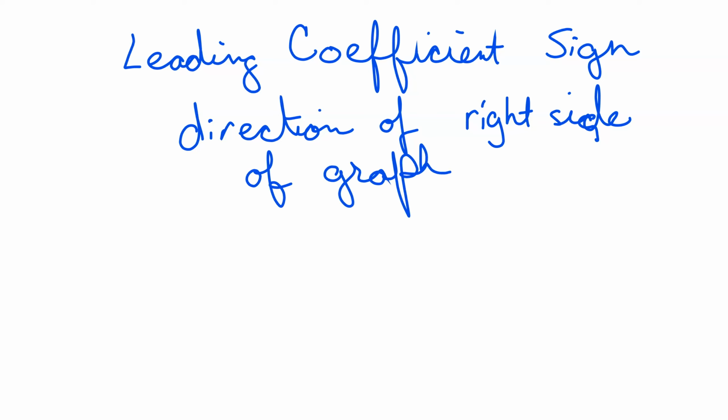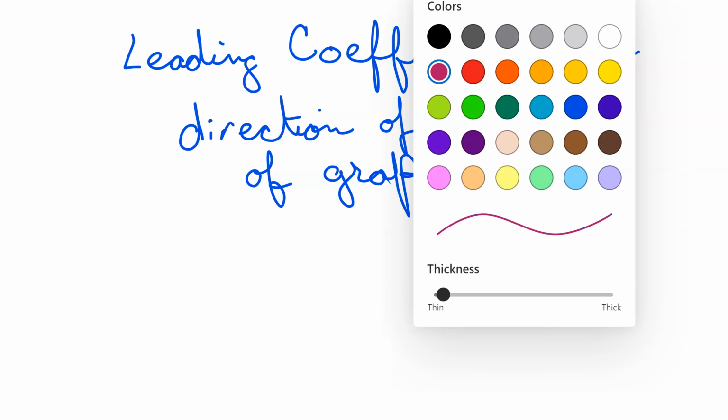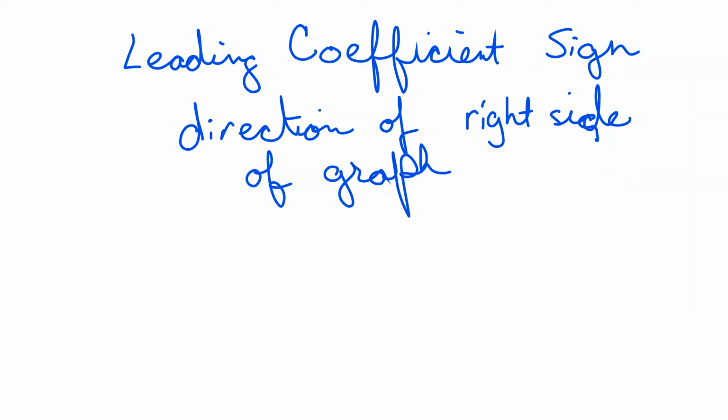So, if the leading coefficient is positive, then the right side of my graph is going to be going up. If the leading coefficient is negative, the right side of my graph is going to be going down. Now, what's happening on the other side depends on if the degree is even or odd.